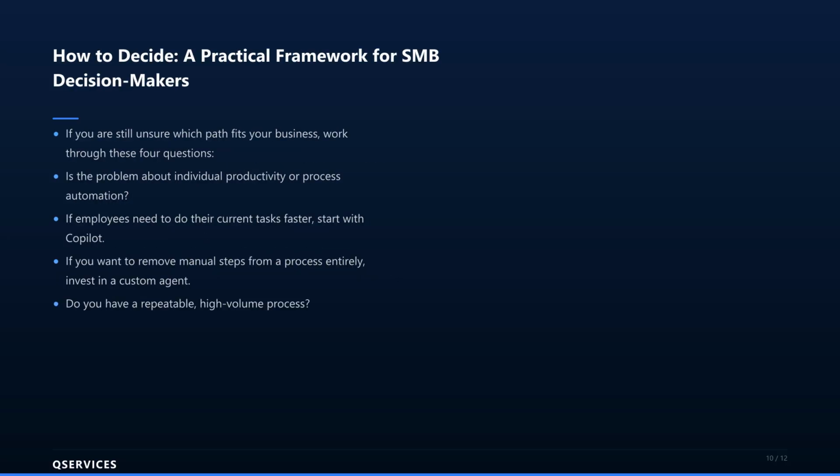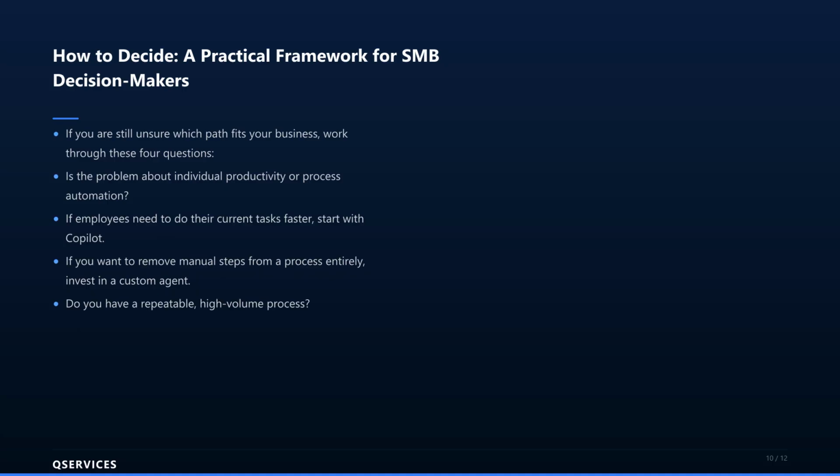How to decide: a practical framework for SMB decision-makers. If you are still unsure which path fits your business, work through these 4 questions. 1. Is the problem about individual productivity or process automation? If employees need to do their current tasks faster, start with Copilot. If you want to remove manual steps from a process entirely, invest in a custom agent.